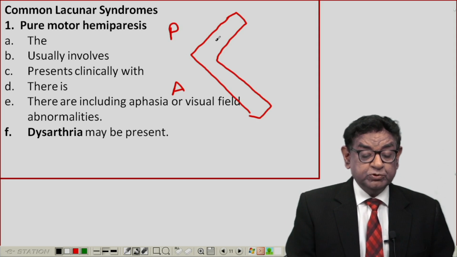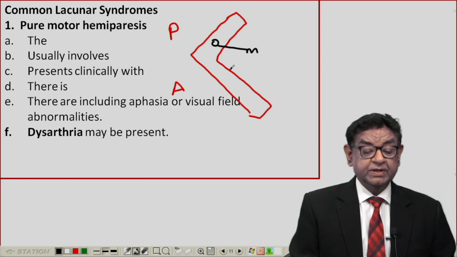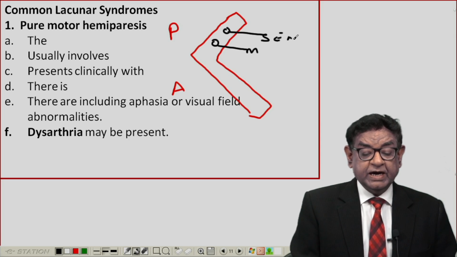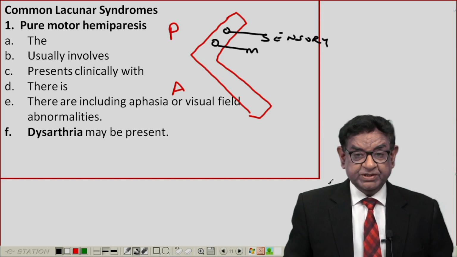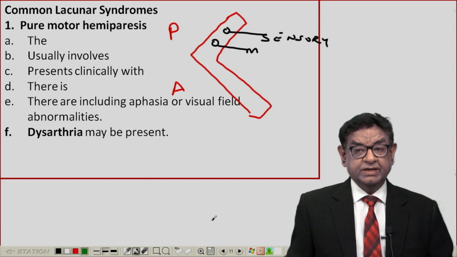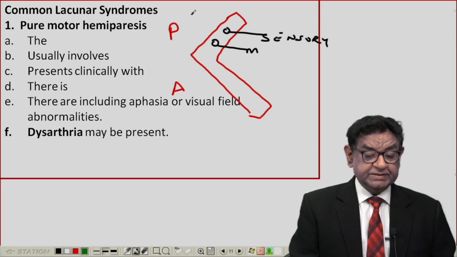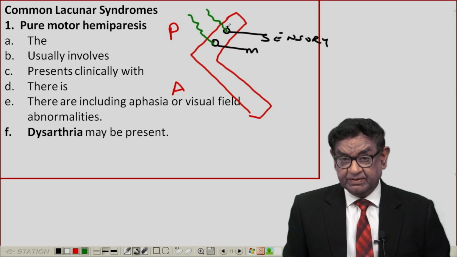fibers. In the posterior limb, in the anterior part, we have motor fibers, the corticospinal tract, which is going down. Here we have sensory fibers which are going up, right? Well, there are many other features also, but at the moment I will confine myself to these two only because this is relevant to my talk at the moment. And I told you these areas are supplied by deep small vessels.